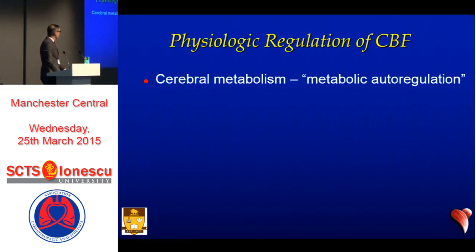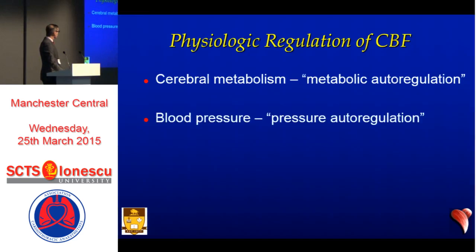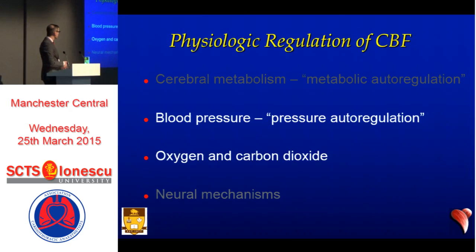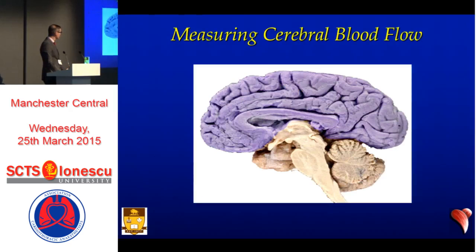Now, we already know that there are a number of different ways that we can regulate our cerebral blood flow during cardiac surgery. We know about cerebral metabolism and the link between blood flow and metabolism, so-called metabolic autoregulation. We also know that there's blood pressure autoregulation in the brain. Other factors that influence cerebral blood flow include carbon dioxide and oxygen, and there are also some neural mechanisms involved in brain blood flow. But I'm going to spend most of my time talking about the blood pressure component as well as the oxygen and carbon dioxide components.